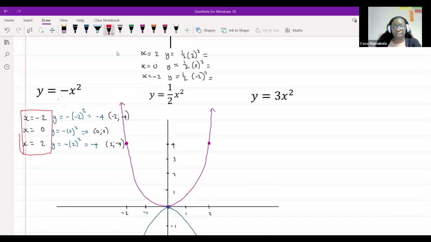All right, I'm going to start sketching mine. So that will give me 2. Anything times 0 is 0. And that would give me positive 4. Half of positive 4 would give me 2. Right, so again, 0, 0. At the point x equals 2, y is also equal to 2. At the point x is equal to negative 2, y is also equal to 2.